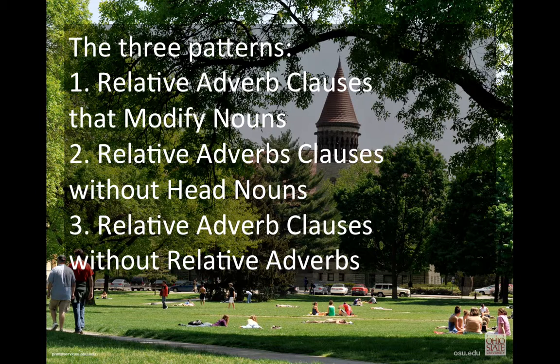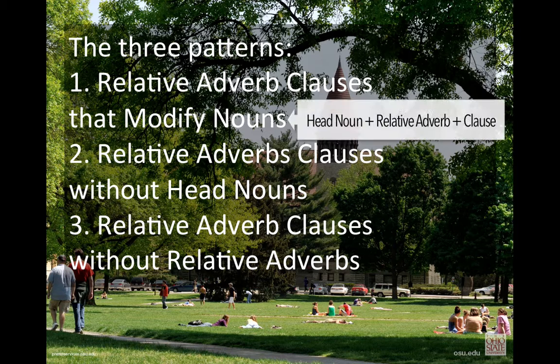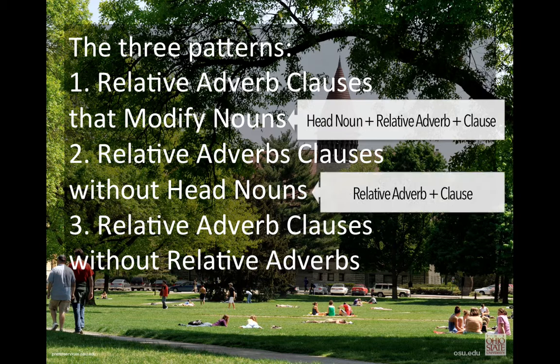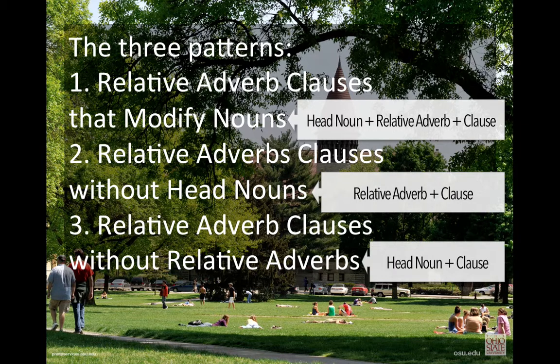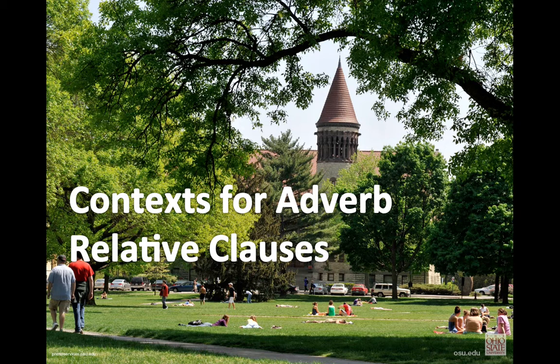So, again, our three patterns, relative adverb clauses that modify nouns. This is just our general relative adverb clause. This is head noun and relative adverb and clause. All of these parts are included. In the second one, relative adverb clauses without head nouns, we just have the relative adverb and the clause. And finally, our third pattern, relative adverb clauses without relative adverbs. So we just have the head noun and the clause. This will give you some idea of the context and when each of these choices is more or less relevant.